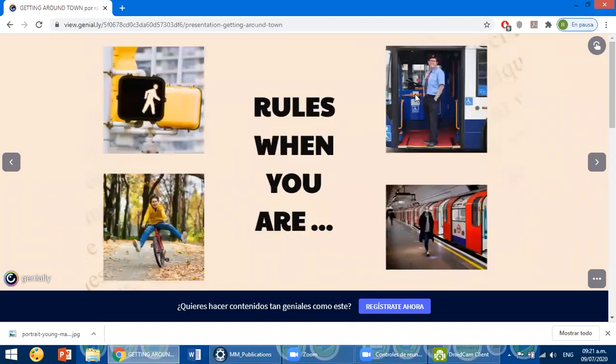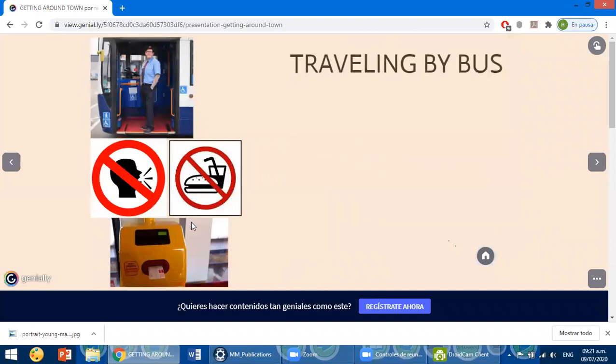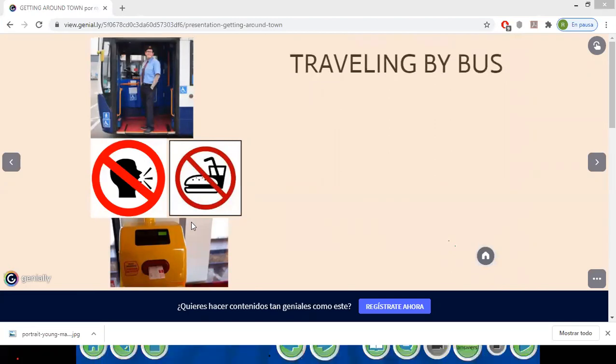Now what about traveling by bus? What rules must we obey? Okay, Estrella, can you tell me one rule we must obey when we travel in the bus? Very good. Don't eat in the bus, no? You mustn't eat or drink on the bus. Very good. Renzo, please, another rule when we are traveling by bus. It's in the article. Read the text.